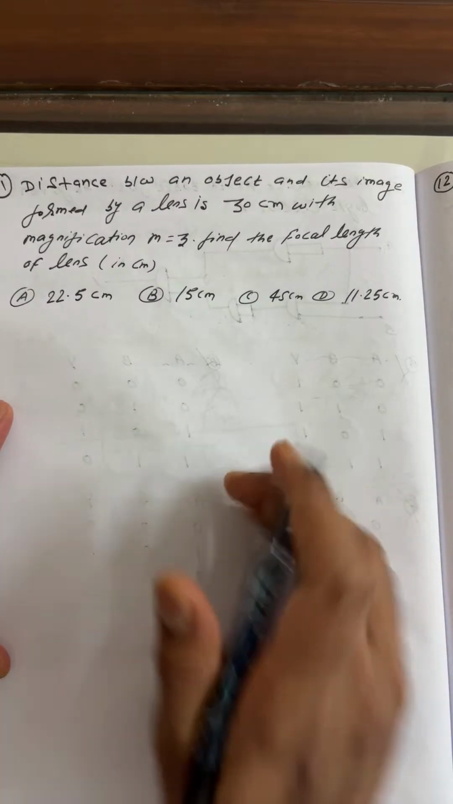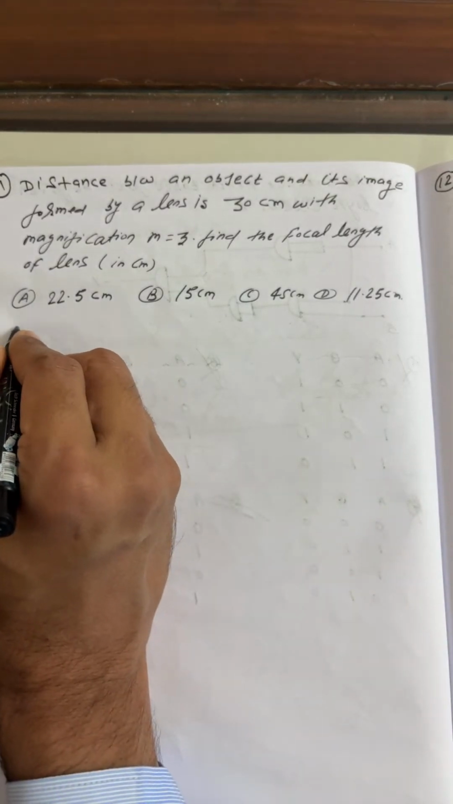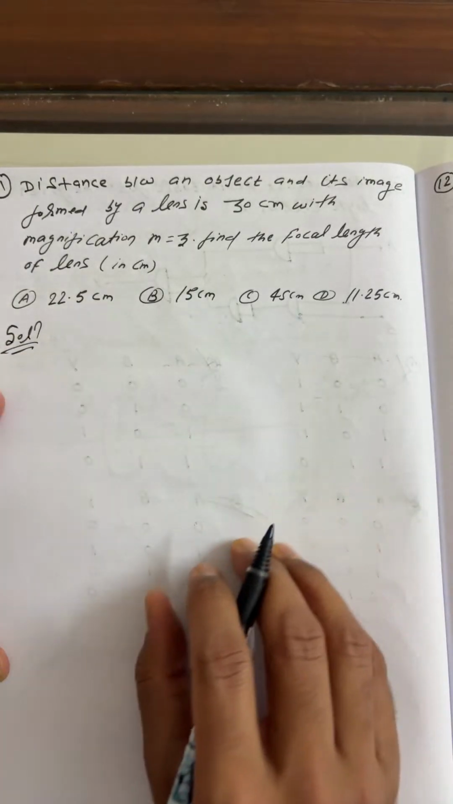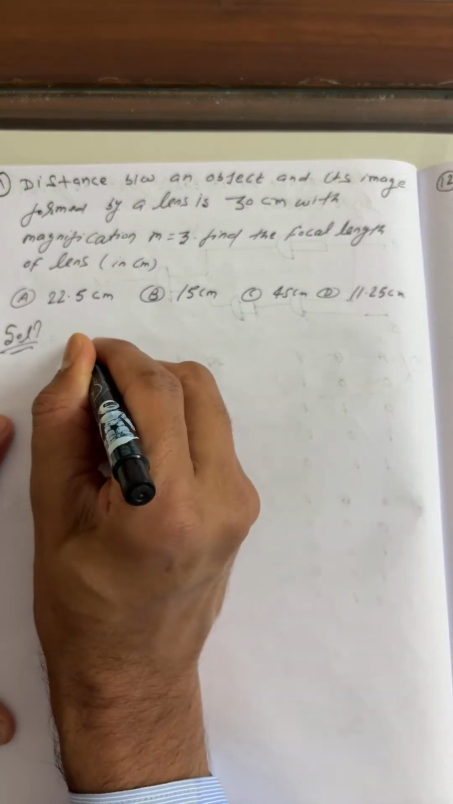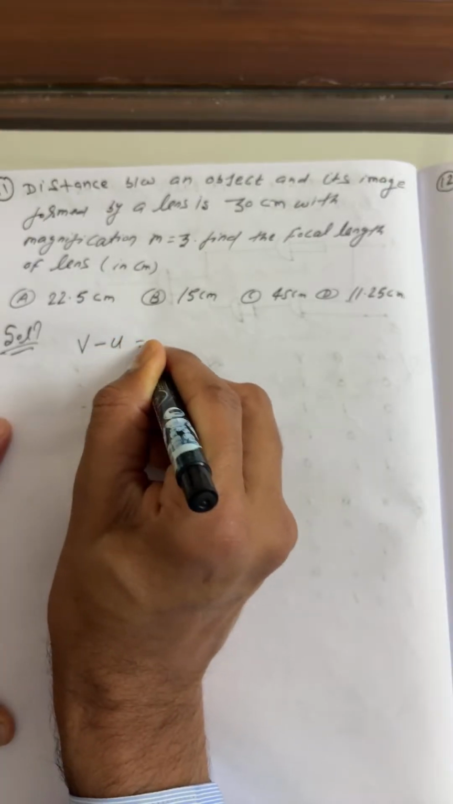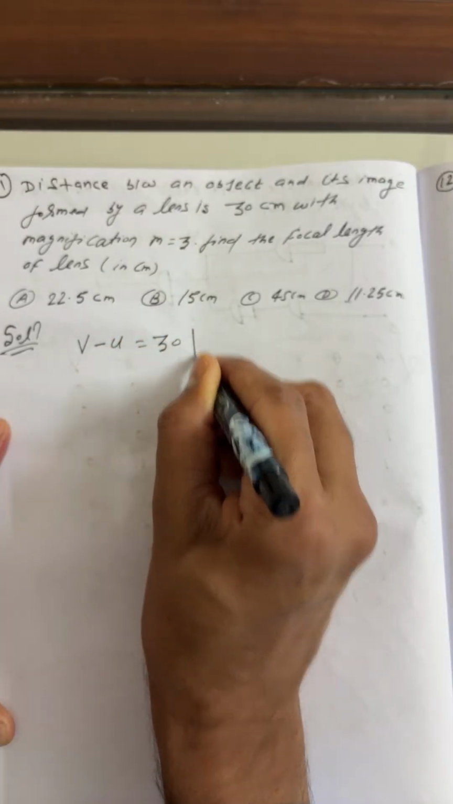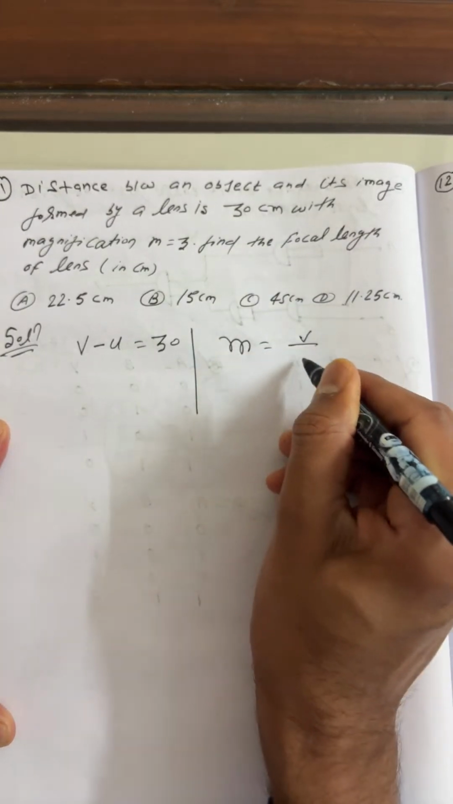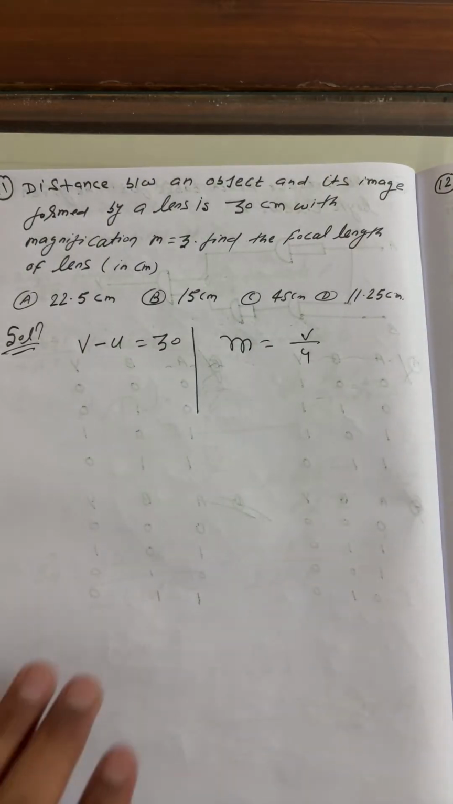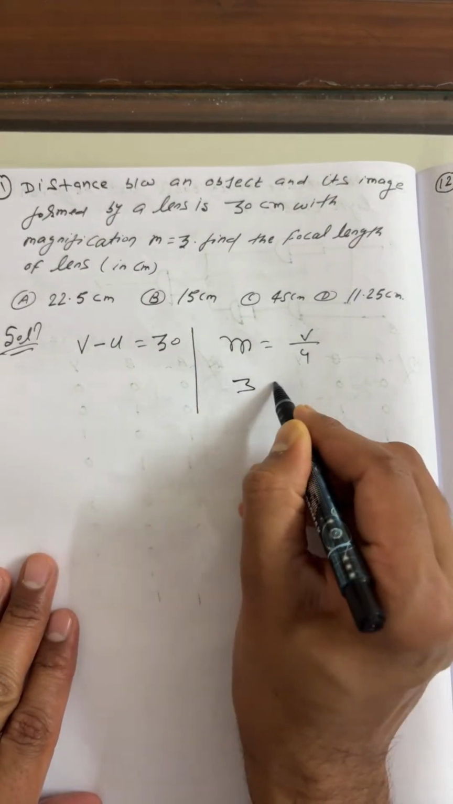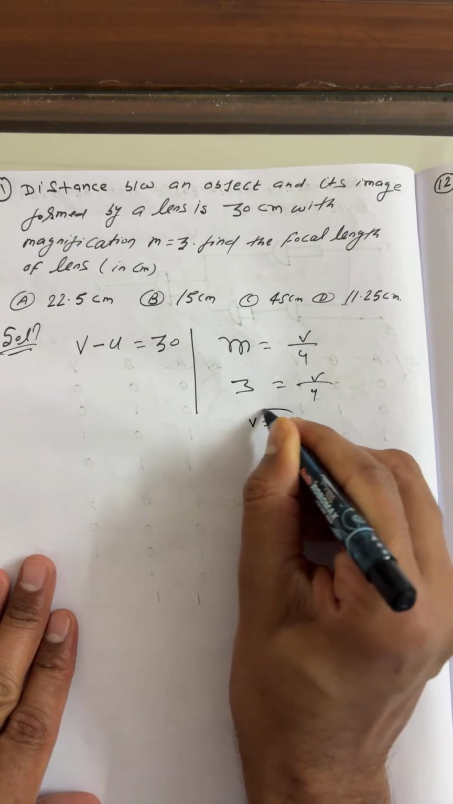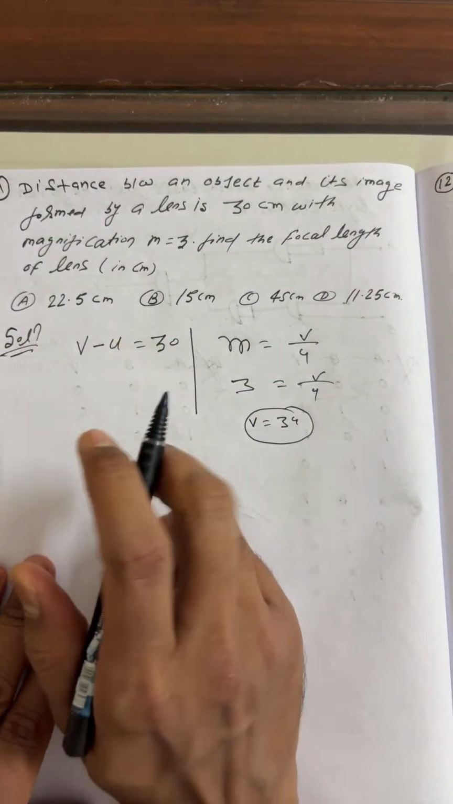Okay, students, you can do these questions here. But maintain patience in the classroom, or during tests if you are writing an exam. Then bacha, this is the first relation: V minus U equals 30. Students, you can use magnification, V by U, which is positive for a lens. Now magnification, beta, is 3. So this is V by U, so you can say V equals 3U. Beta, you can put that there.